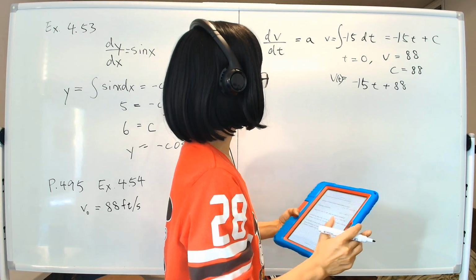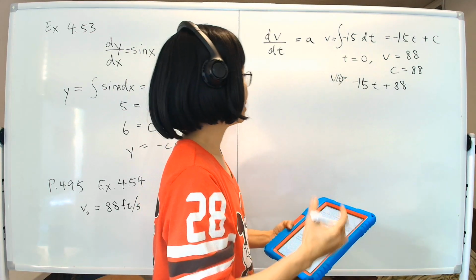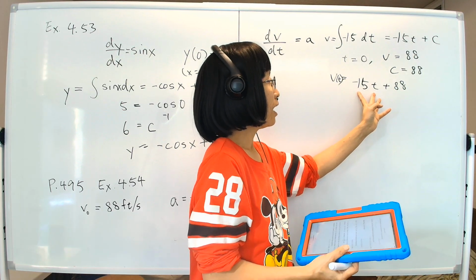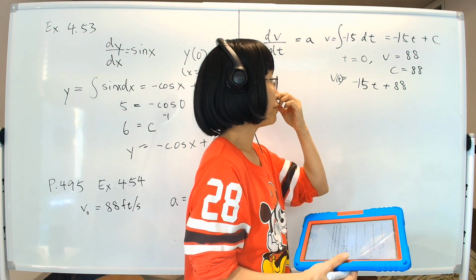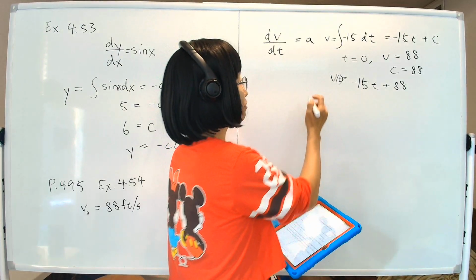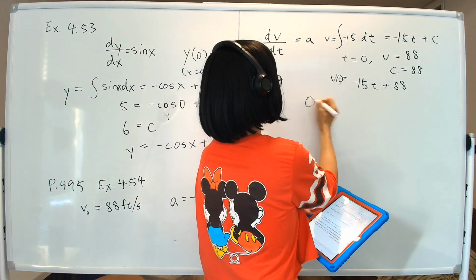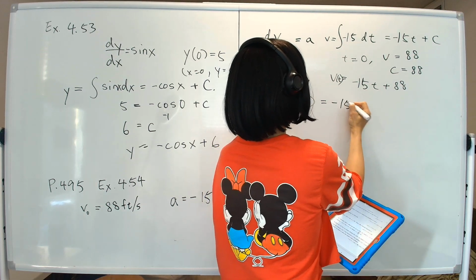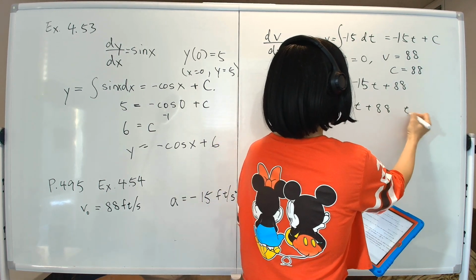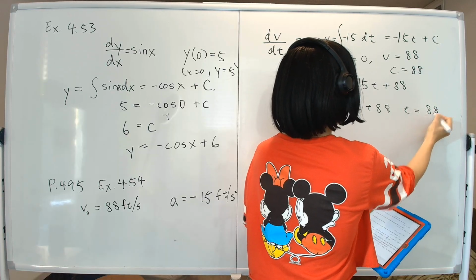When is v going to 0? That's the question, right? We start out at 88, and it goes down by 15 feet per second each second. So we set v of t equal to 0. So 0 equals minus 15t plus 88. So t equals 88 over 15.